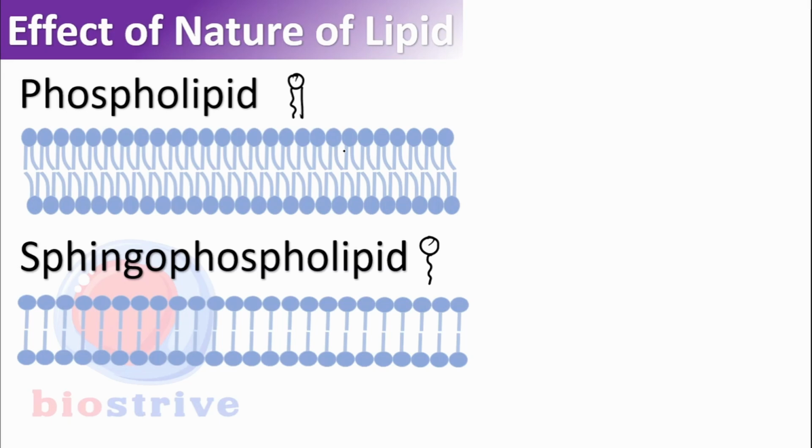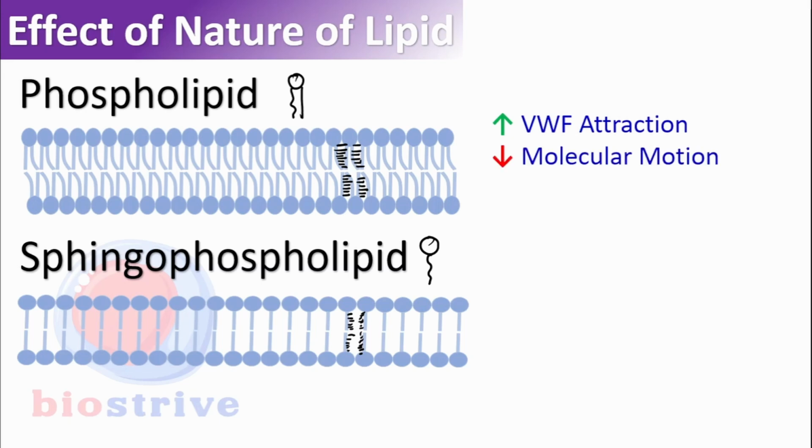Where will there be more forces of attraction? See these two figures and you will find out that more forces of attraction will be in the case of phospholipids due to two fatty acyl chains, and there will be less forces of attraction in the case of sphingolipids because there will be more distance between these fatty acyl chains. So in phospholipids we have more attractive forces. As a result, we have lesser molecular motion, lower distance between these monomers, and lower permeability.